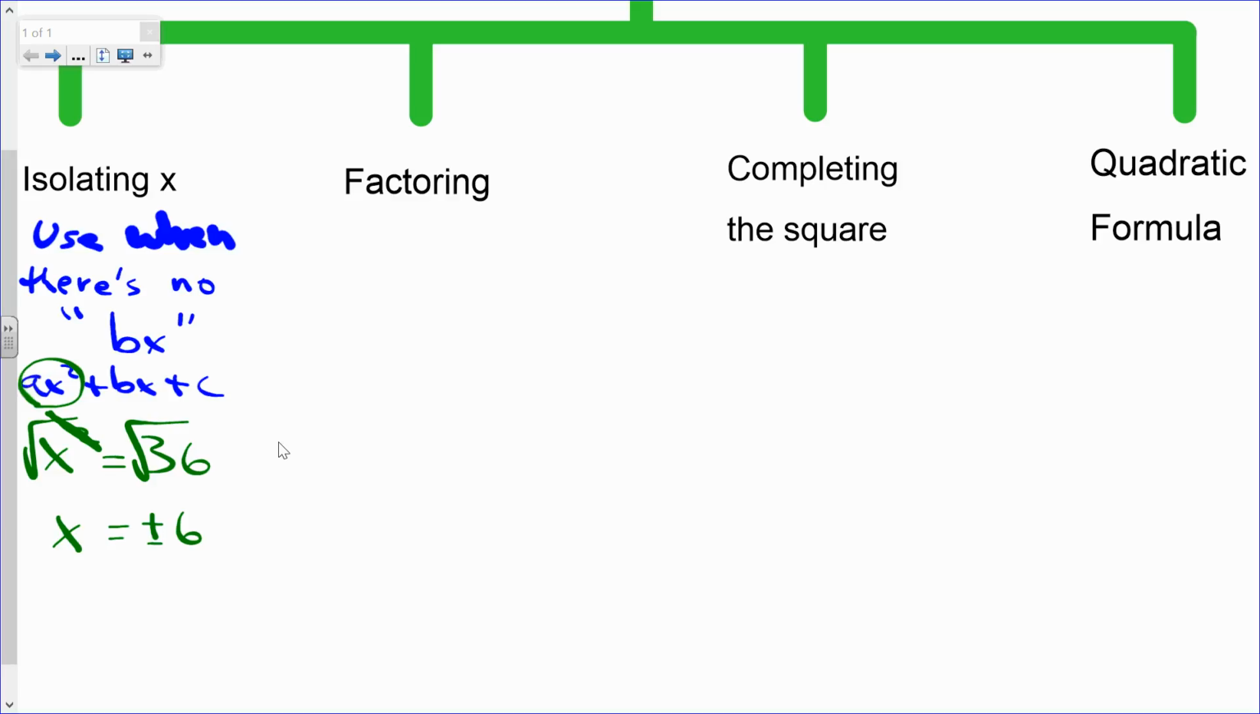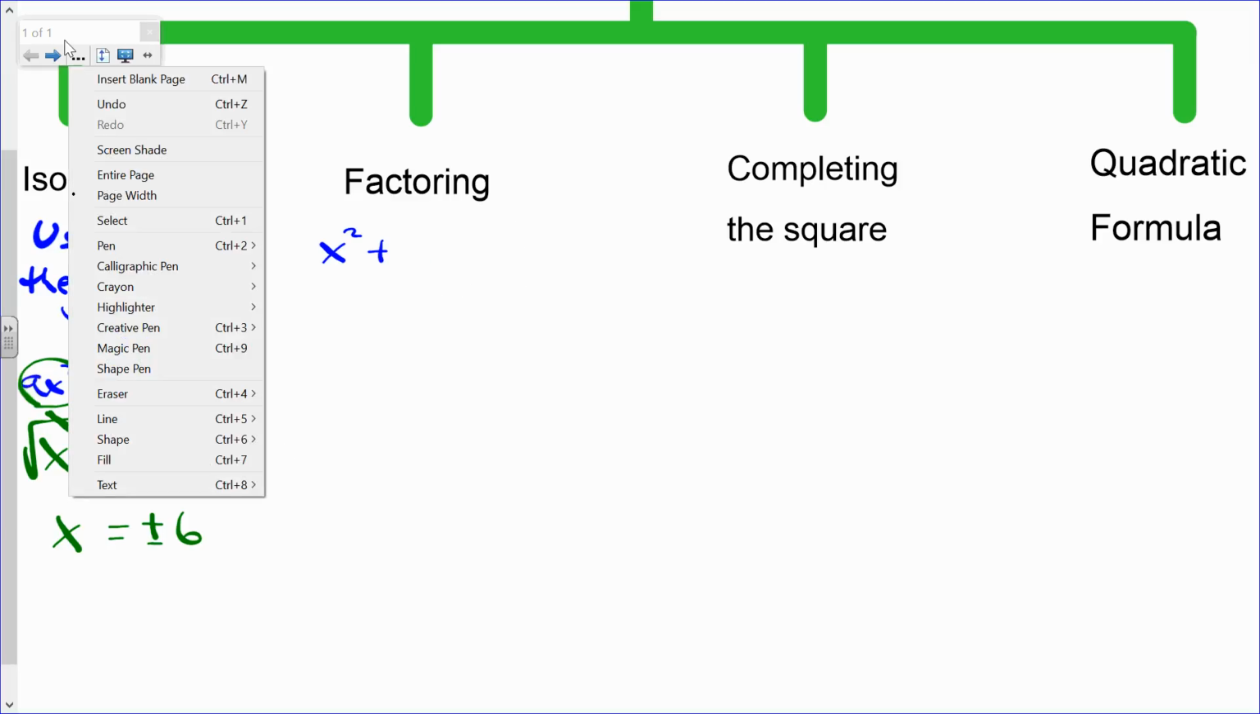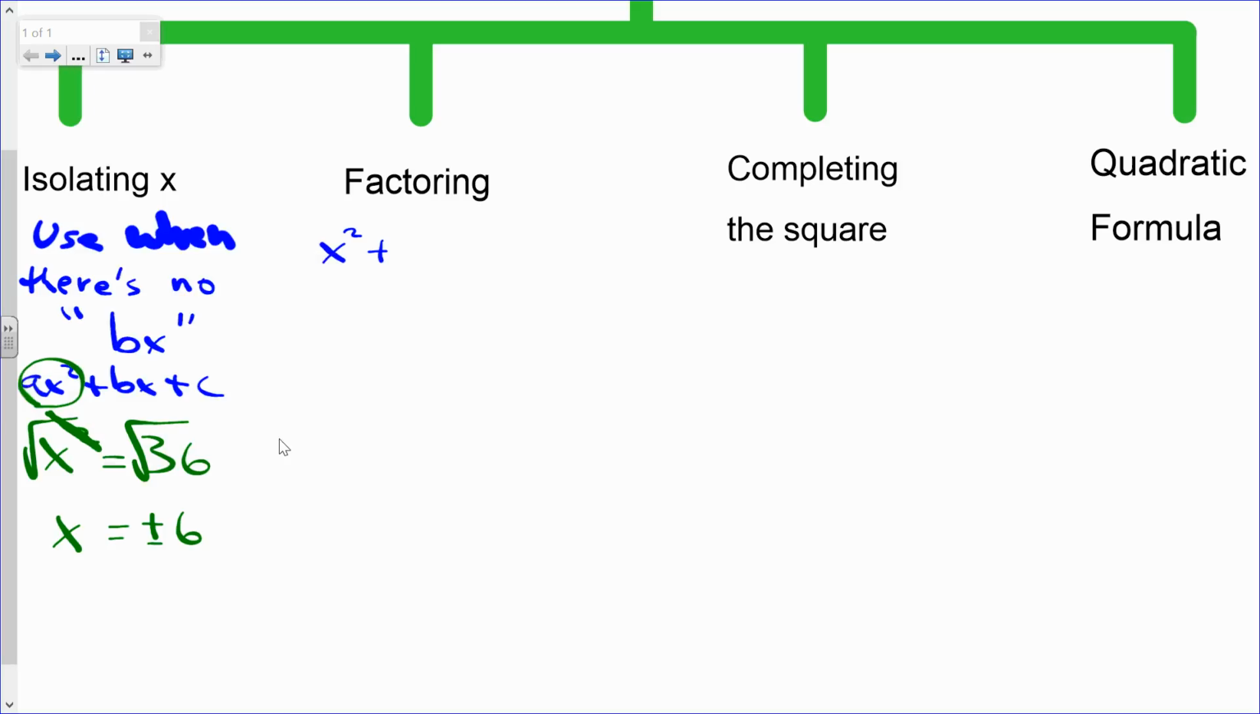Factoring. When should we use factoring? Well, if you do have a bx, that's when we've got to factor. Let me give you an example. X squared plus 4x plus 5. No, my bad. Forgive me. Let me give you a better one. X squared plus 4x plus 3 equals 0. We can solve this by factoring, because if we did, the discriminant would result in a perfect square.